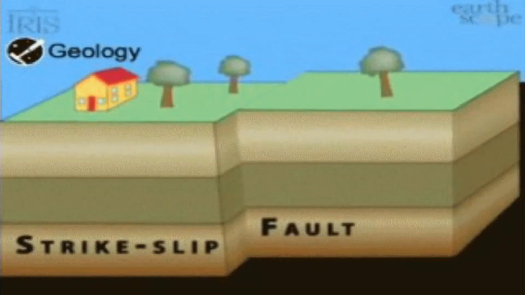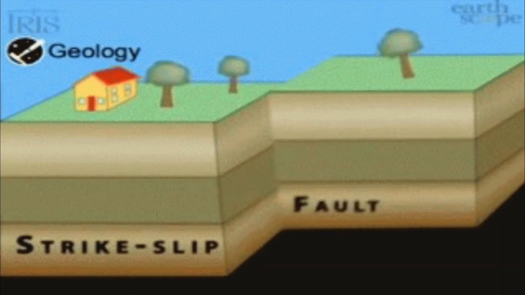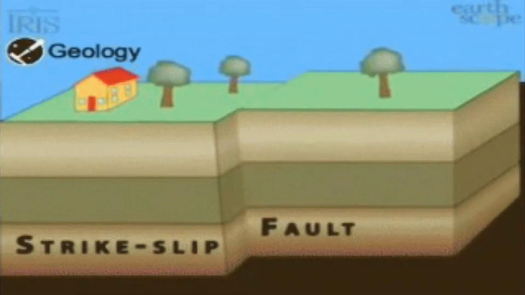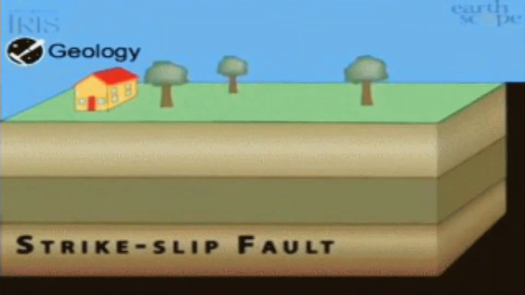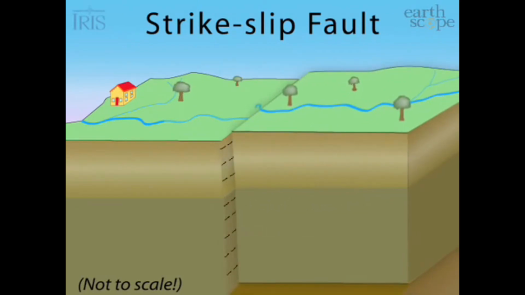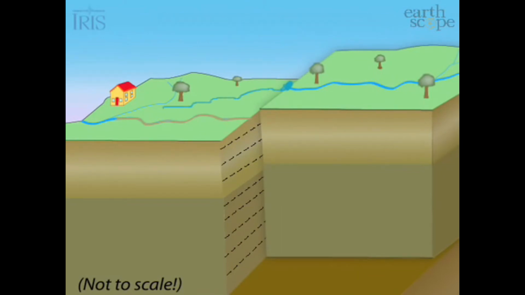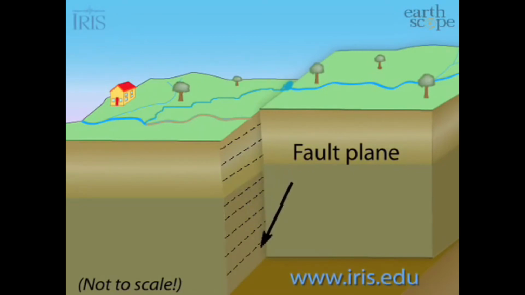Strike slip faults. A strike slip fault has walls that move sideways, not up or down. That is, the slip occurs along the strike, not up or down the dip. In these faults, the fault plane is usually vertical, so there is no hanging wall or footwall.